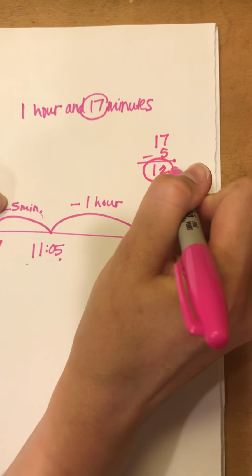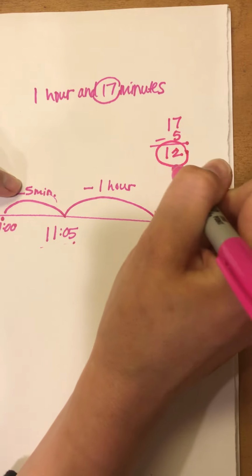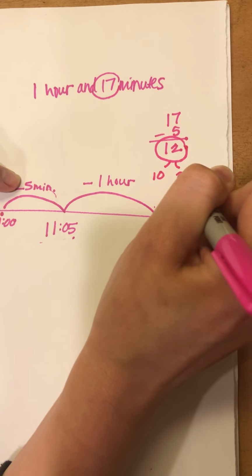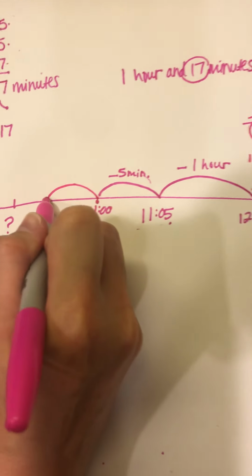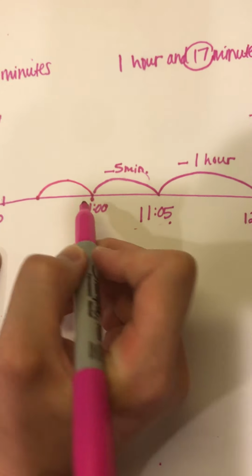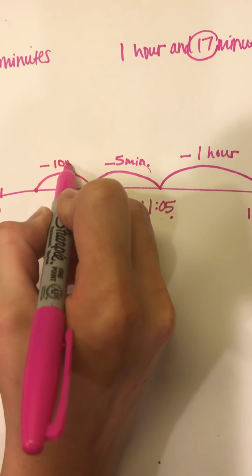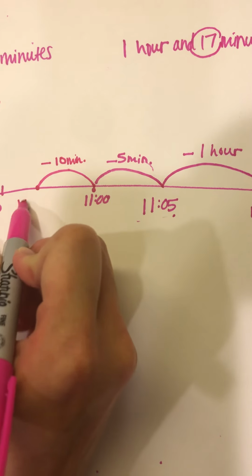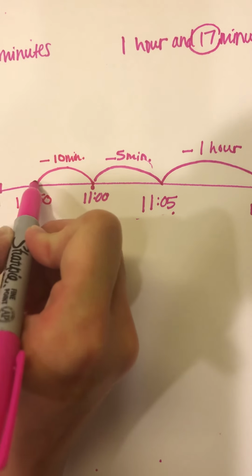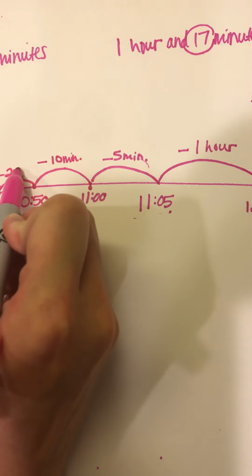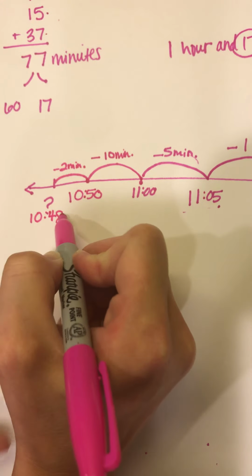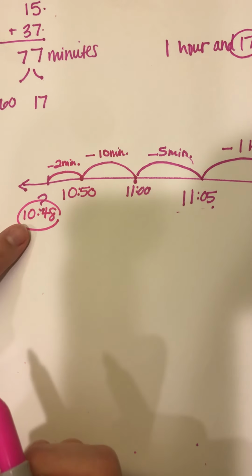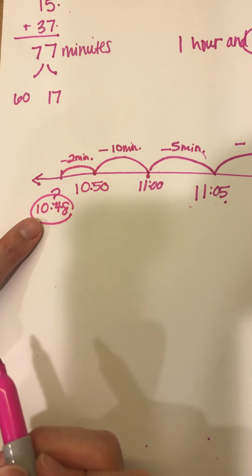Now, I can still break up the 12 minutes even further. I'm going to break those 12 minutes up into a 10 and a 2. So now I'm at 11 o'clock. I'm going to work back first the 10 minutes, then the 2 minutes. So minus 10 minutes is 10:50. And then I'm going to go back 2 more minutes. And that is 10:48. That is the starting time of when she started working on her science project.